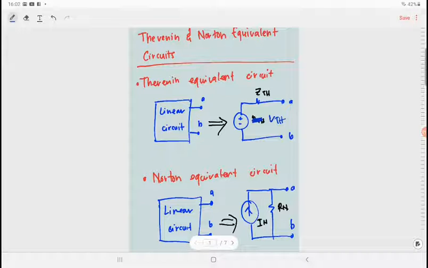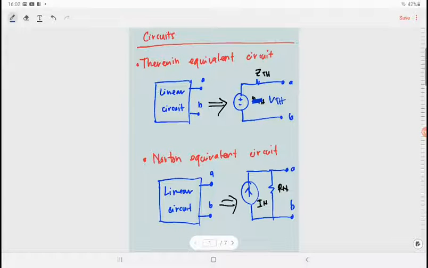So in the Norton equivalent circuit, we have a linear circuit also, but in Norton, this linear two terminal circuit is represented by the I Norton in parallel with R Norton. So this is the Norton equivalent circuit.